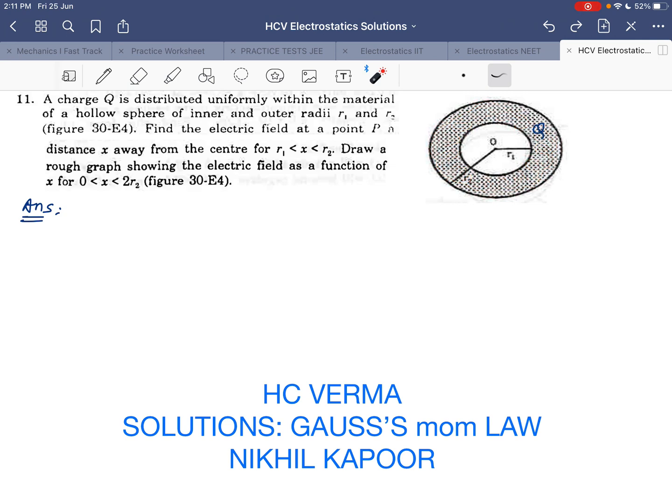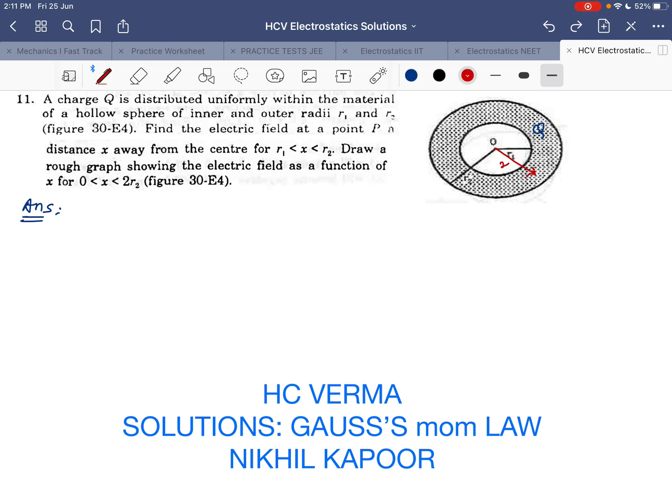Now the inner and the outer radii. So this inner radius is R1 and the outer radius is R2, which is shown in the figure. Find the electric field at point P at a distance x from the center, where x is greater than R1 but less than R2. Okay, so no problem.